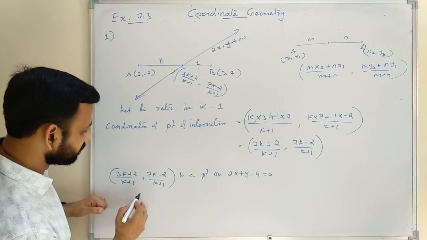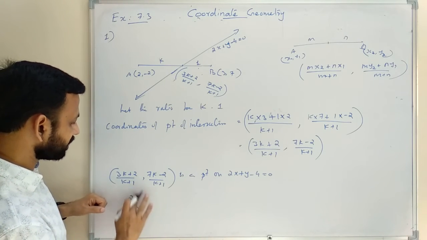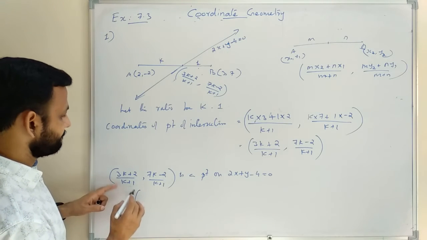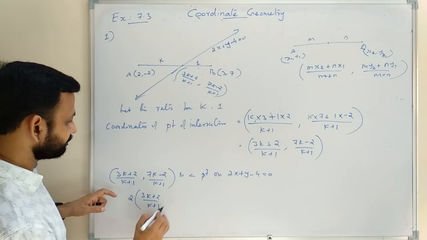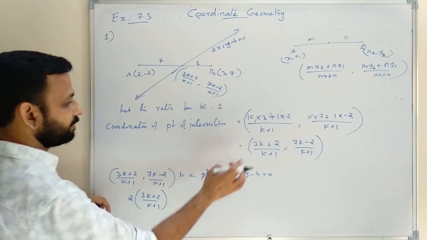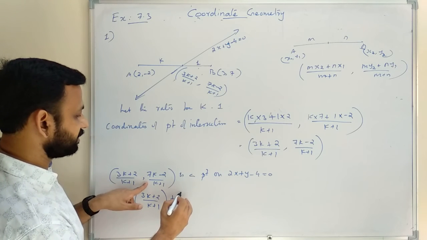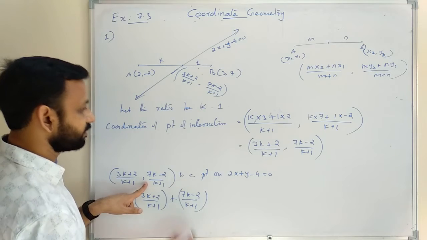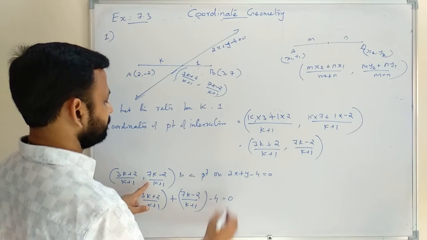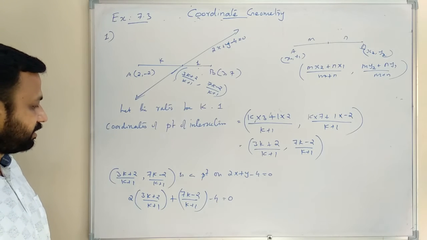So when we replace the x coordinate, we get 2 into (3k + 2)/(k + 1), plus y, that is (7k - 2)/(k + 1), minus 4 equal to 0. Now when we simplify this equation, we will get the answer.